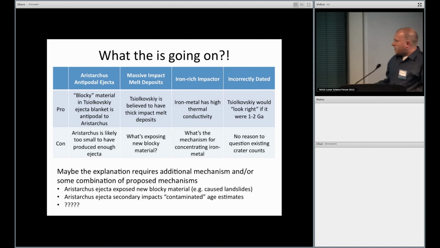But what's the mechanism for actually concentrating the iron metal? You'd expect that all the iron metal in the impactor would be vaporized, and then it would be hard to get it to form coherent structures.